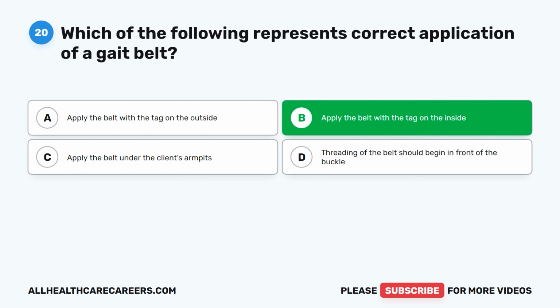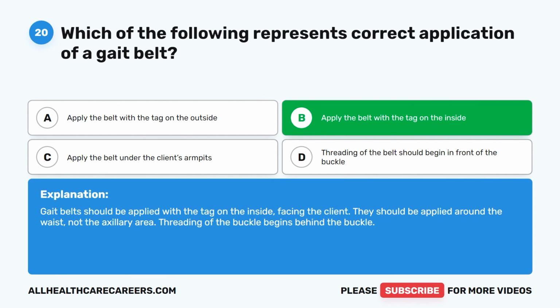The correct answer is B. Apply the belt with the tag on the inside. Gait belts should be applied with the tag on the inside, facing the client. They should be applied around the waist, not the axillary area. Threading of the buckle begins behind the buckle.